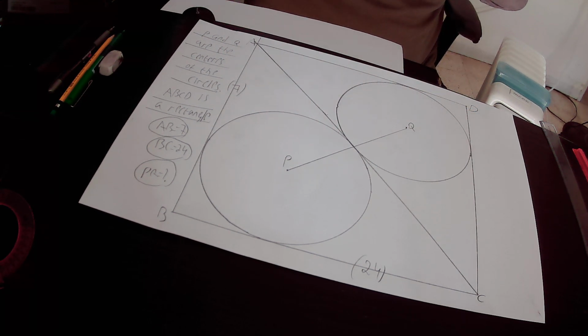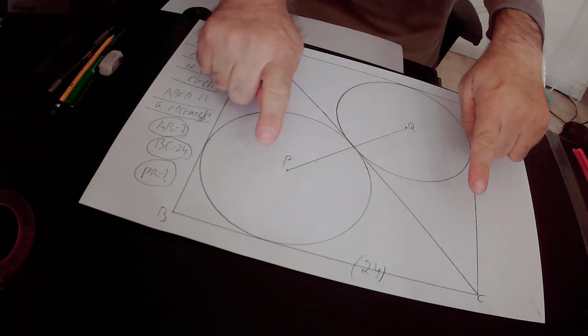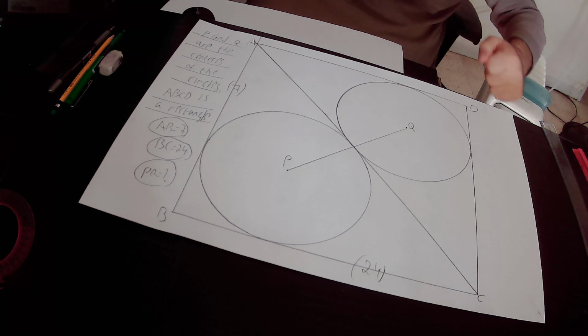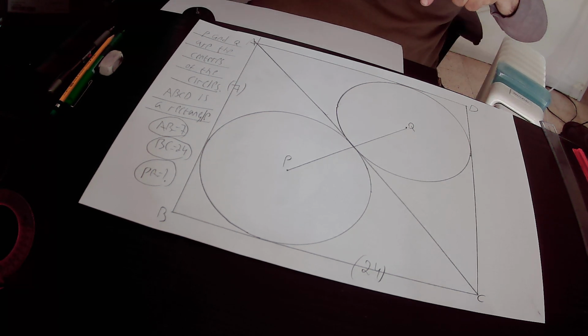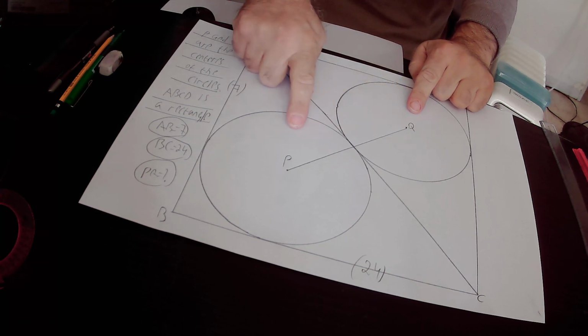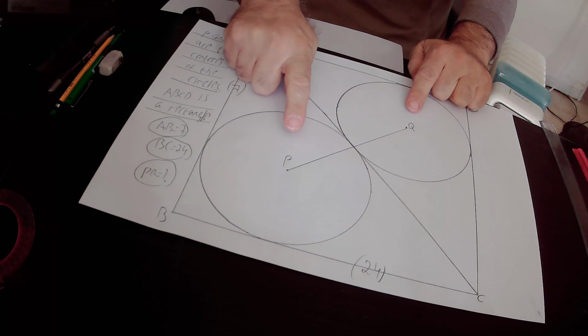In addition, we know that side AB of the rectangle is equal to 7 units in its length, and side BC equals 24 units in its length. Again, our mission is to find out the length of line segment QP, that is the distance between the centers of those two circles.